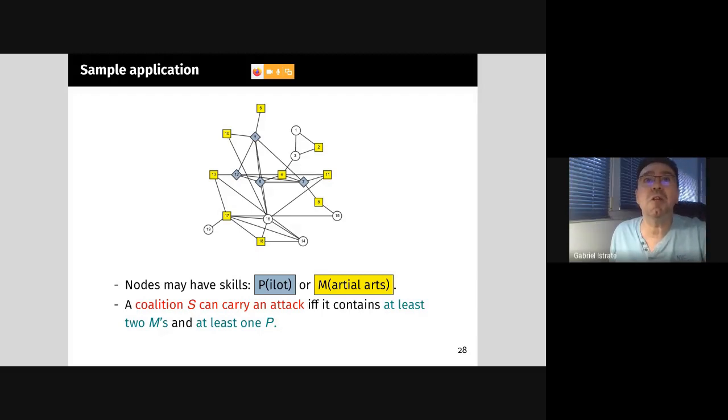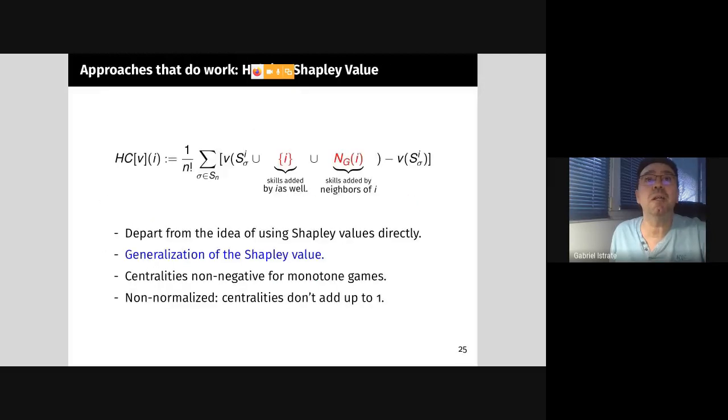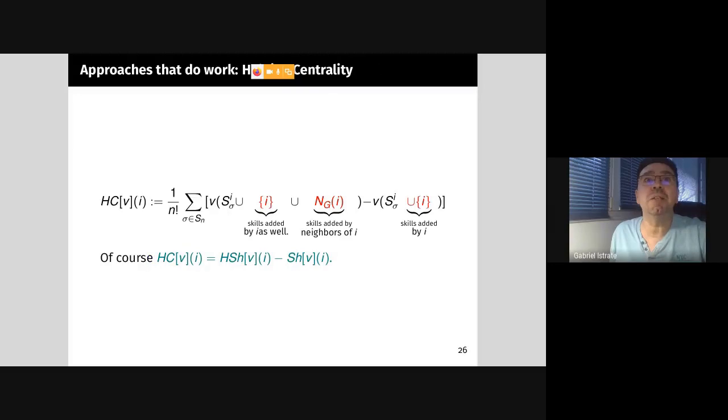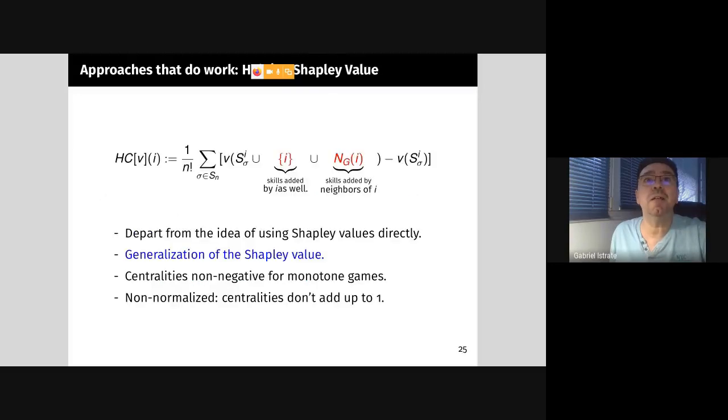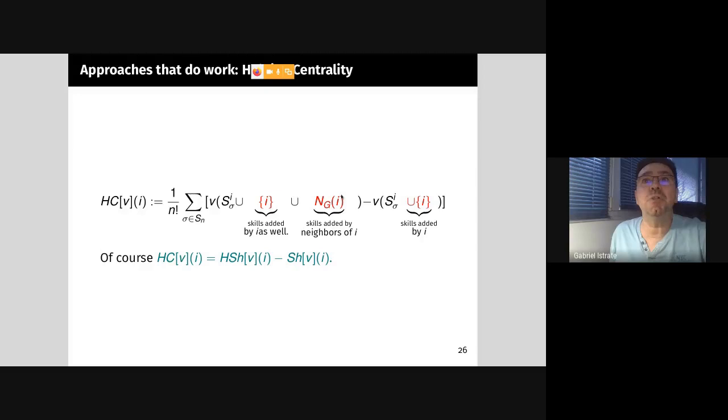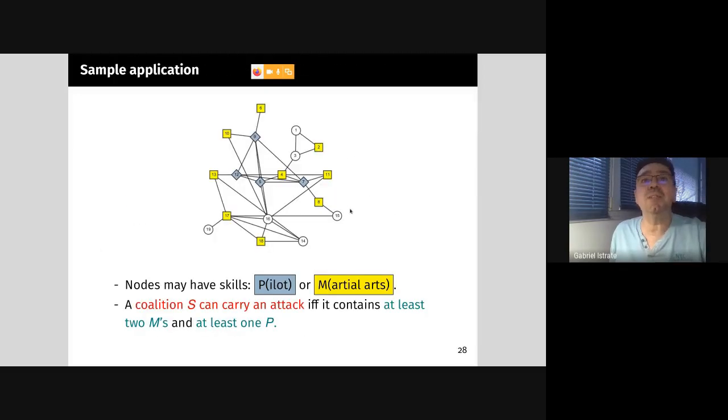Let's compute helping centrality. So remember the two measures were helping Shapley value and helping centrality. In the helping Shapley value, I wasn't subtracting the value of i. It was the value of i plus the neighbors. And in helping centrality, it was only the neighbors. Okay, so let's compute these measures on this network and see if the results are somewhat interesting.